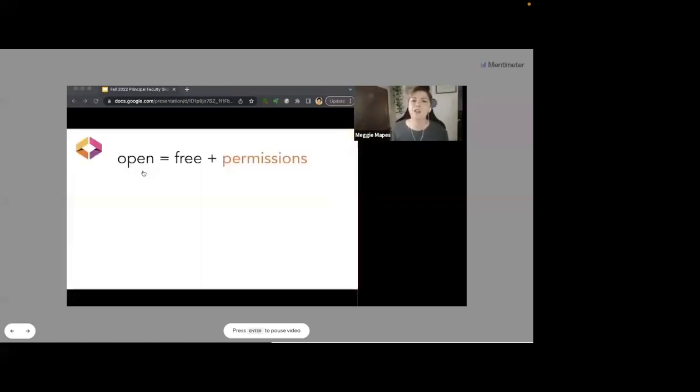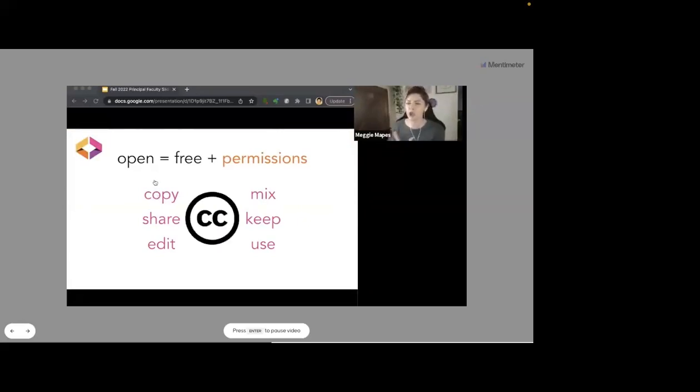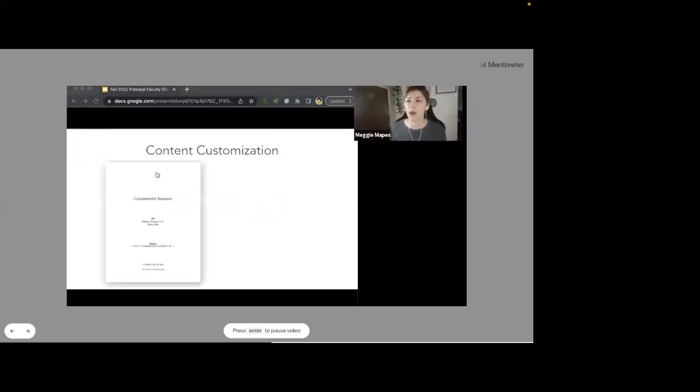So again, as a reminder, when we talk about the definition of open, we're talking about free plus permissions. That can be helpful because when we talk about Creative Commons or some of these additional components, really, that ability to edit or remix is what allows the floodgates of creativity to open, starting with the benefit or idea of content customization.